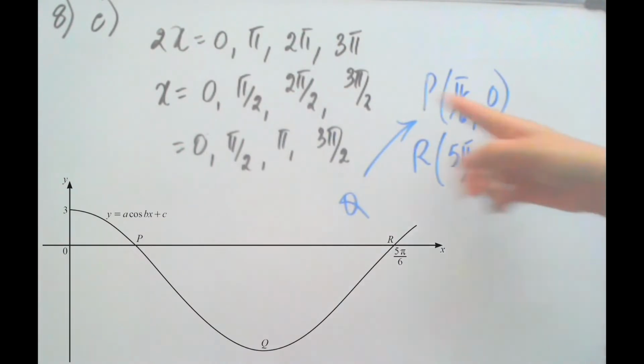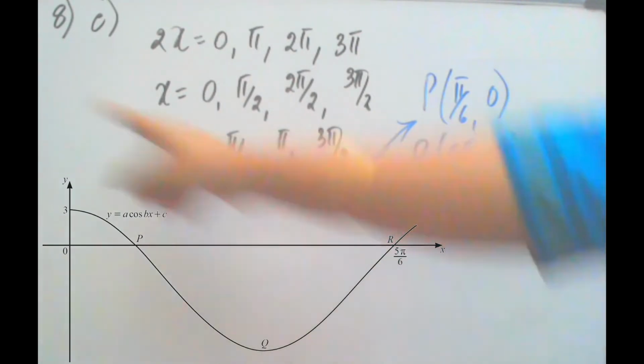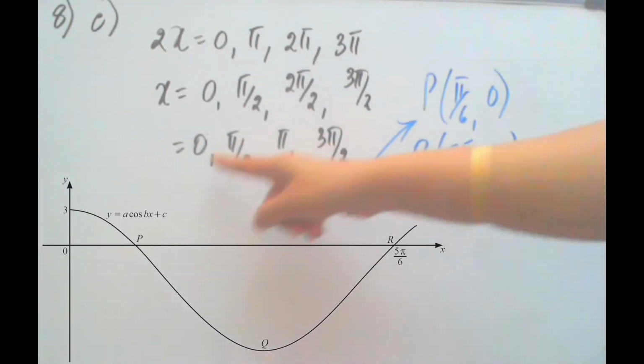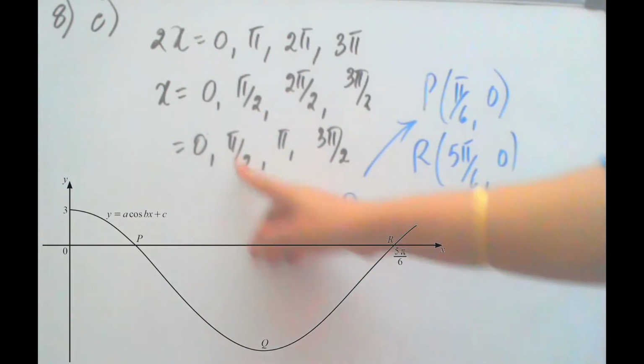Okay, so this is 0.16. So this x equal to 0 is to the left, but in the graph it is clearly shown Q is to the right of P. So this cannot be.